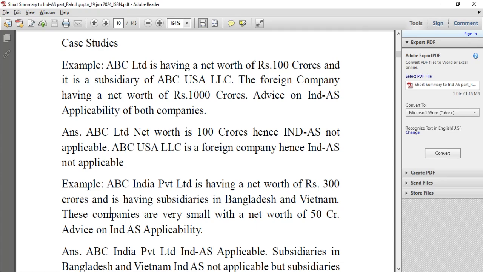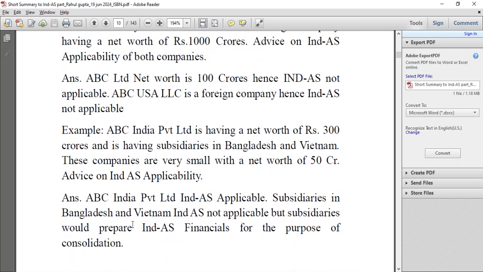Example 2. ABC India Private Limited has a net worth of 300 crores and has subsidiaries in Bangladesh and Vietnam. These companies are very small with a net worth of 50 crore. Advice on Ind-AS applicability: for ABC India Private Limited, Ind-AS is applicable. For the subsidiaries in Bangladesh and Vietnam, Ind-AS is not applicable, but the subsidiaries would prepare Ind-AS financials for the purpose of consolidation.